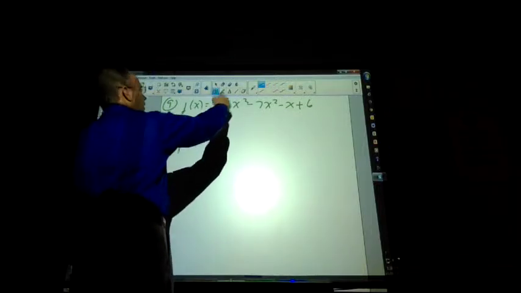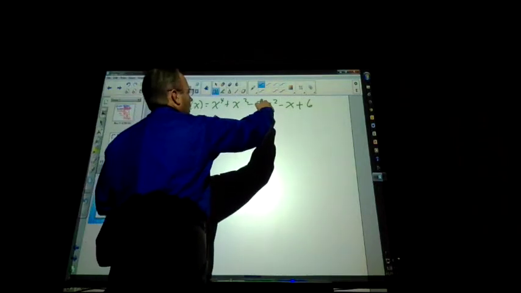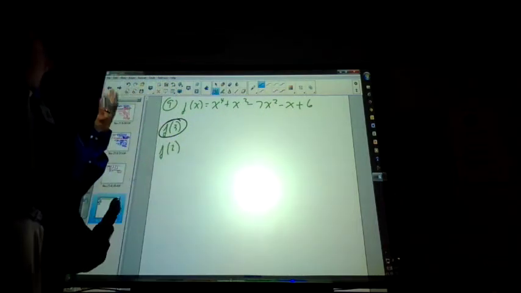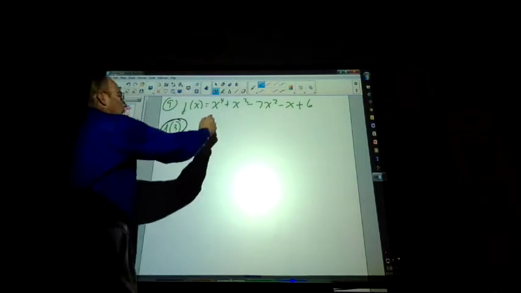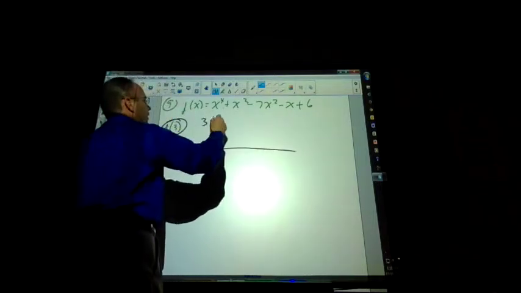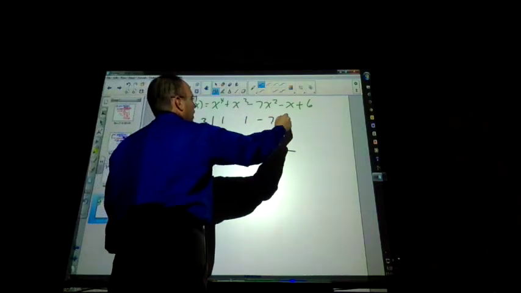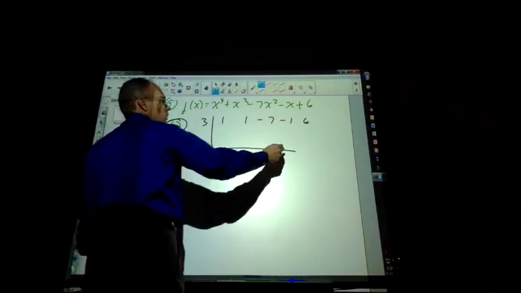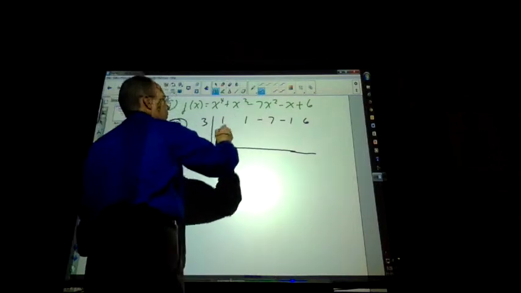So I can plug in 3 and go 3 to the 4th plus 3 to the 3rd minus 7 times 3 to the 2nd minus 3 plus 6. That's going to give me basically the remainder. Or I could use synthetic division. 1, 1, negative 7, negative 1, and 6. Make sure you don't have any holes here. If you do, what do you put in place? 0. Okay, bring this straight down.